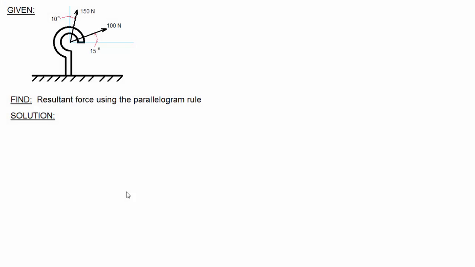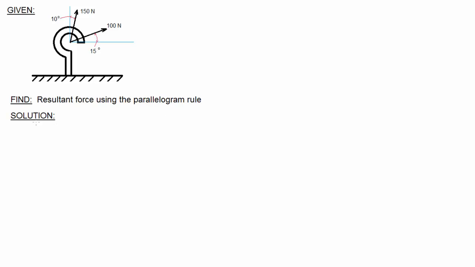The parallelogram rule is one of a number of ways to solve problems using vectors. In this particular case, we have two forces that are acting on a hook, 150 newtons and 100 newtons, and their angles are given here. And the question asks to resolve those two forces into one using the parallelogram rule.